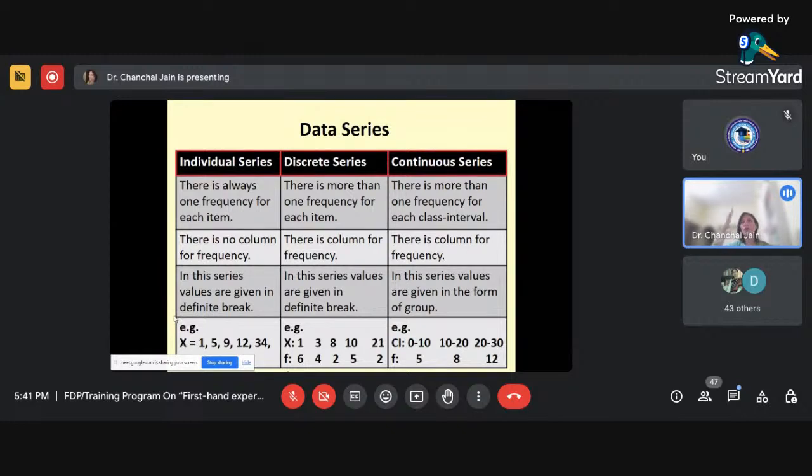So if you have repeated observations, you can convert them into a discrete series using the observation and the frequency format, right? So this is known as the discrete series.